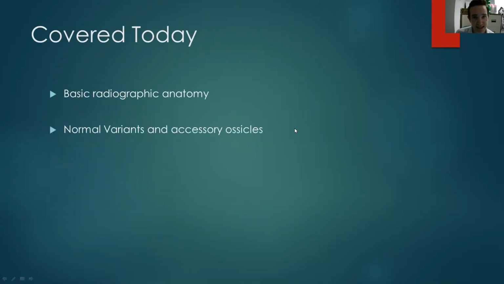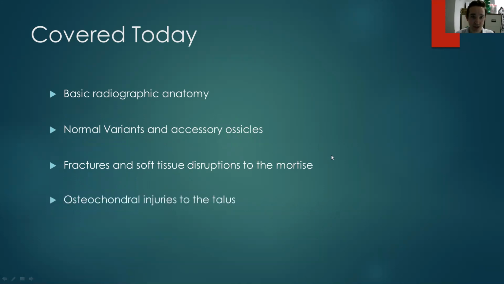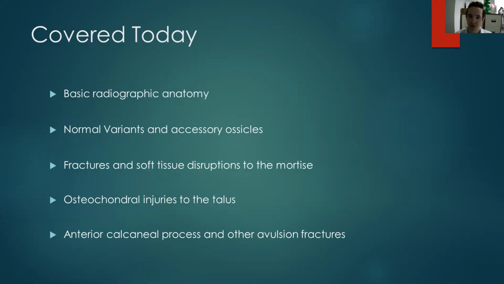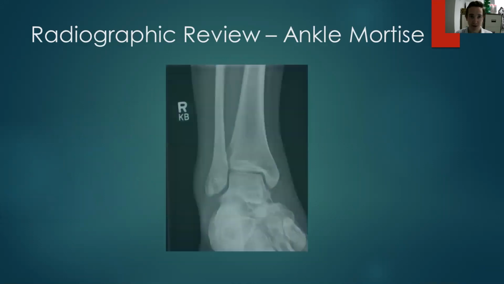We will look at basic anatomy, normal variants and accessory ossicles, fractures and soft tissue injuries around the mortise joints, and osteochondral injuries to talus. We'll then finish off with some small fractures that are easy to spot and are worth knowing about when you know to look for them. So, without further ado, on to our radiograph review.